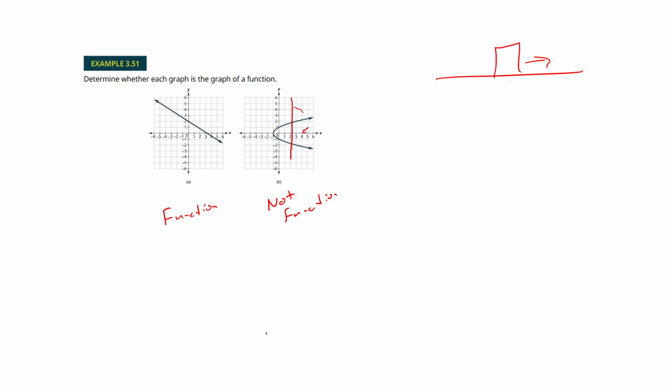At 2, I'm hitting twice. So if I put 2 in the machine, I'm getting out two different values, so not a function. But if I'm over here on A, I put in 3, I'm getting one value out. I put in 0, I'm getting one value out. -4, so it's a function.